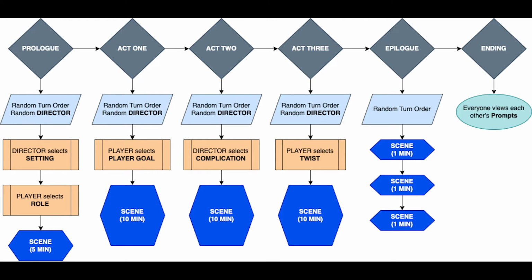In Act 3, each player selects their own individual twist, and then a scene of 10 minutes. And in the epilogue, there is no selection, and each player gets their own 1-minute scene to wrap up loose ends. And then at the end, everyone will view each other's prompts. So as I go through this wireframe briefly, hopefully you can see some of this gameplay in action.